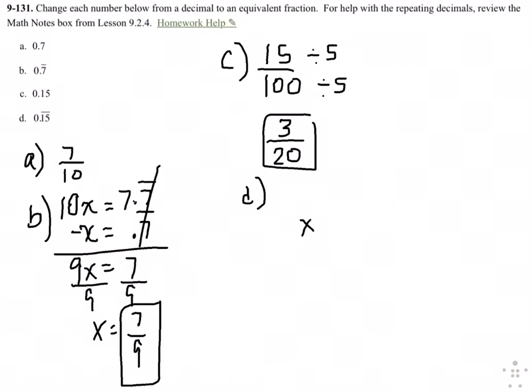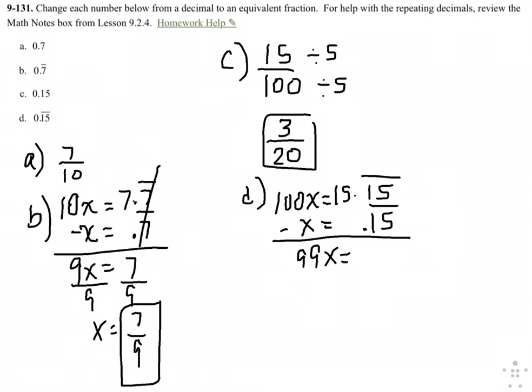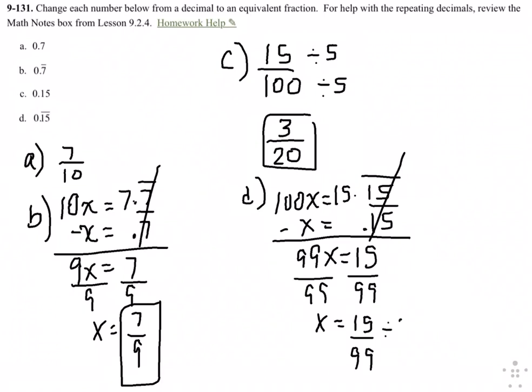We say x equals 0.15 repeating. We multiply by 100 in this case because there's two digits repeating, so we get 100x equals 15.15 repeating. And we subtract, right? So we get 99x equals 15 because these cancel when we subtract. We divide by 99, and we get x equals 15/99, but we're not done because we have to realize that 3 goes into both those. So this would be 5/33. Do not forget to reduce the fractions at the end.